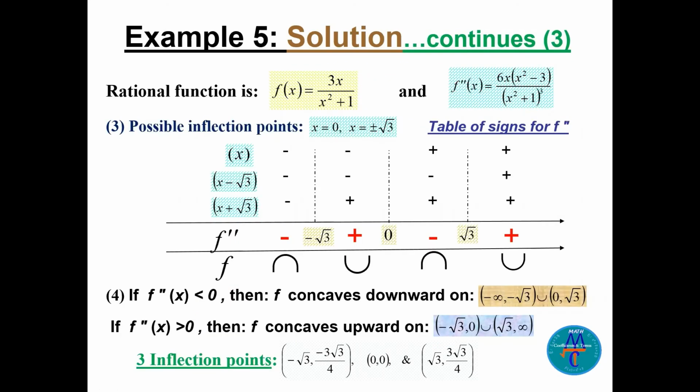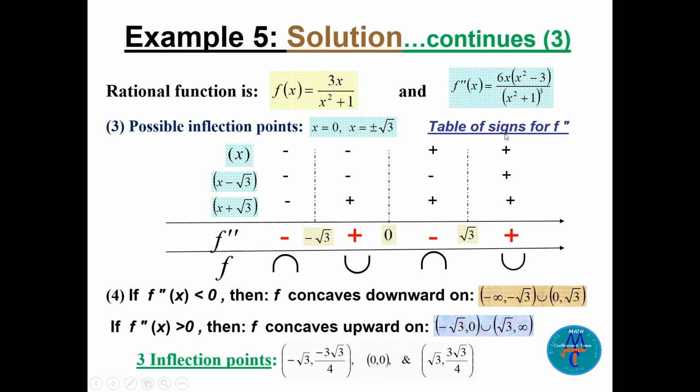Now to study f double prime, we put f double prime equal to 0. We get 3 values: x equals 0 there, and then x will be plus or minus square root of 3. So there are 3 possible inflection points, and this 3 is the step 4, you see, but it happened we have 3 with the step 3.